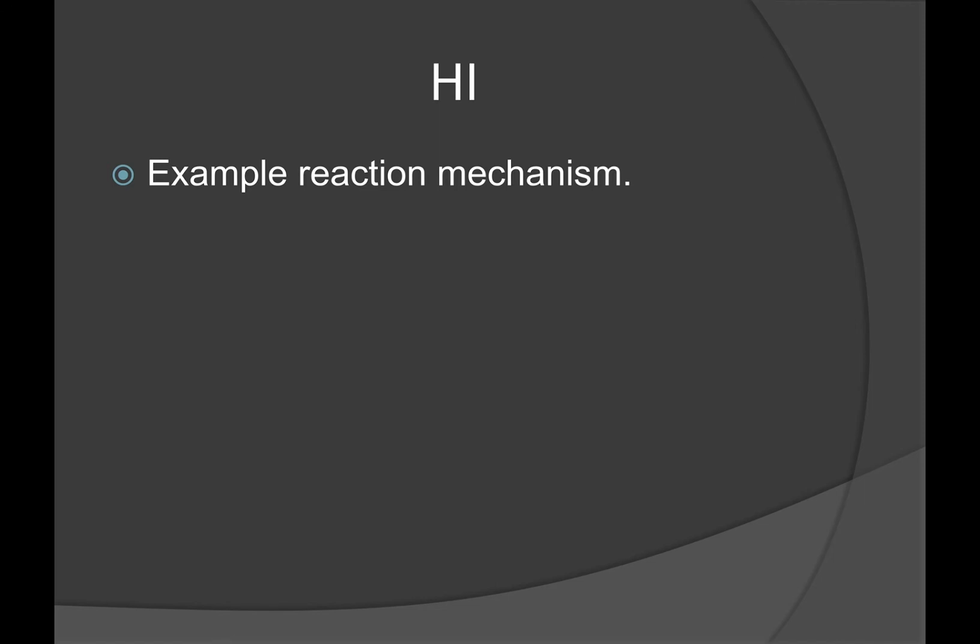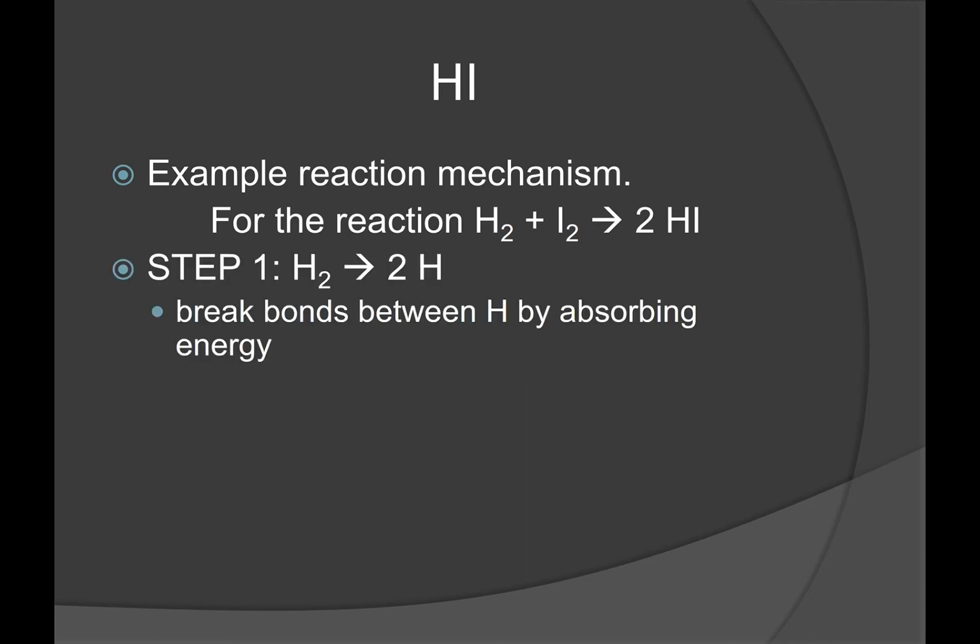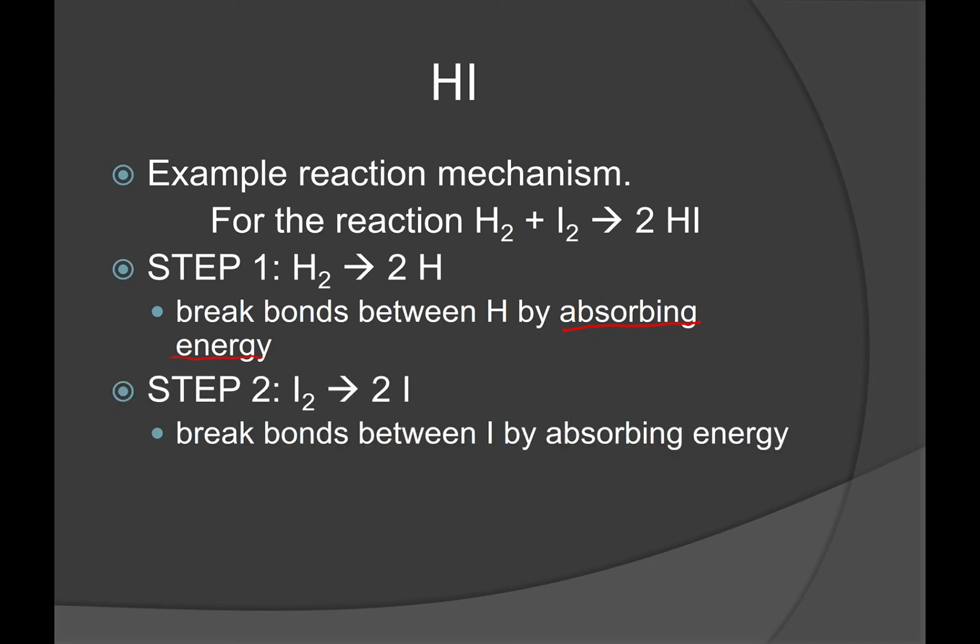Hi. Now we'll look at an example reaction mechanism where we have hydrogen plus iodine yields 2 hydrogen iodide. This doesn't just happen in one step. There are multiple steps that happen. First step that happens, the bonds in hydrogen have to be broken, so we're left with 2 hydrogen atoms. And in order to break a bond, we have to absorb energy. So we break bonds, we absorb energy. We form bonds, we release energy.